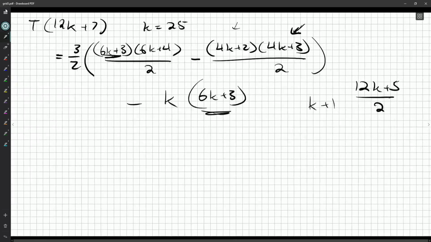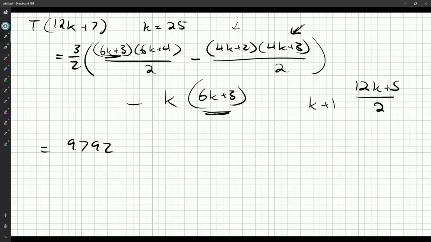Okay, so now with k as 25, we have 3 halves. Well, let me just grab my calculator and start plugging things in. So 6k plus 3, that's 153 times 154. Subtract 102 times 103. Divide that by 4. Multiply that by 3. We have much smaller numbers now. 9792. Well, that is pretty small.